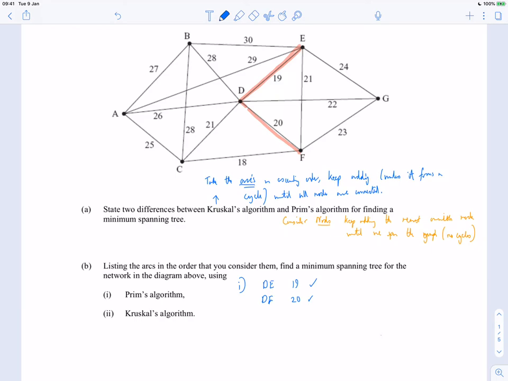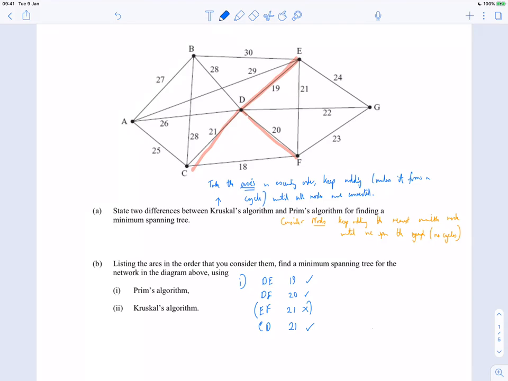The next one after 20 is, well, there's two, isn't there? There's 21 here and 21 there. Do you notice how this 21 would form a cycle? So we can't include that. But we still have to make sure that we've considered it. So what we would do is we'd write E to F, which is 21, but we reject it. So put a cross or in brackets or something. And the next one along would be C to D, which is also 21, and we accept that one.